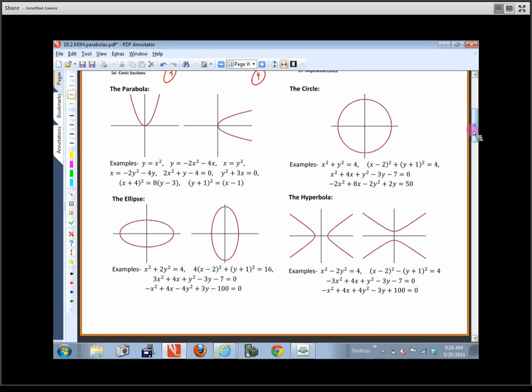Okay, so we'll study these enough, hopefully, that once I figure out it's an ellipse, here's what I've got to do. If I figure out it's a hyperbola, here's what I've got to do. So let's take a look at this.